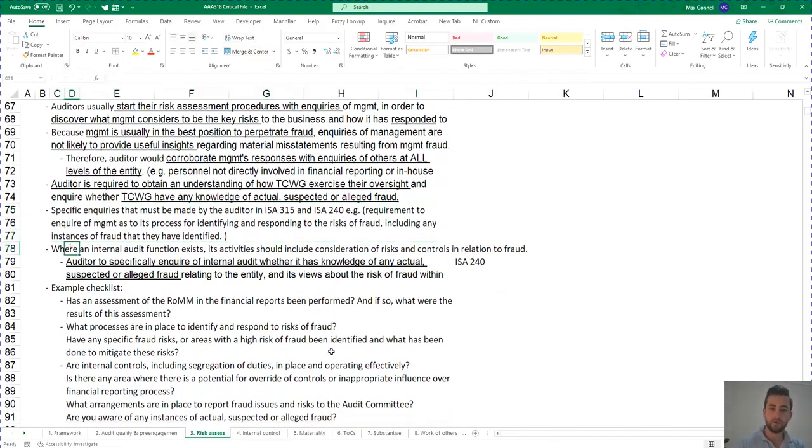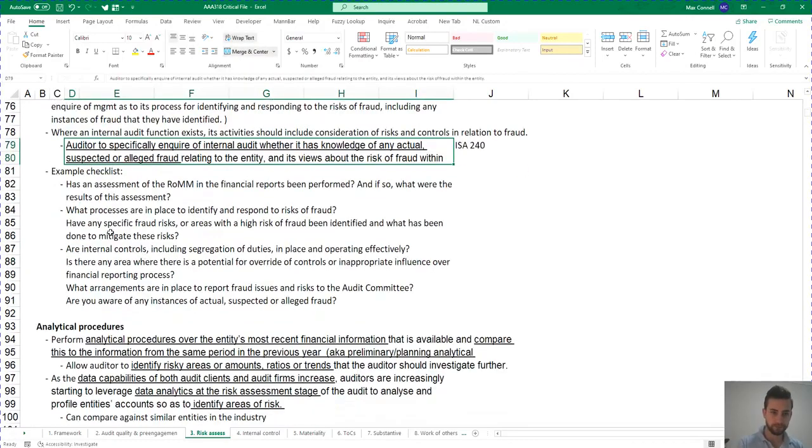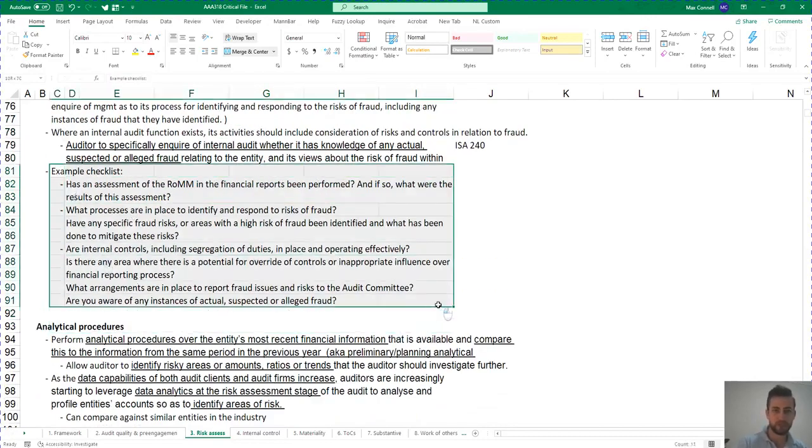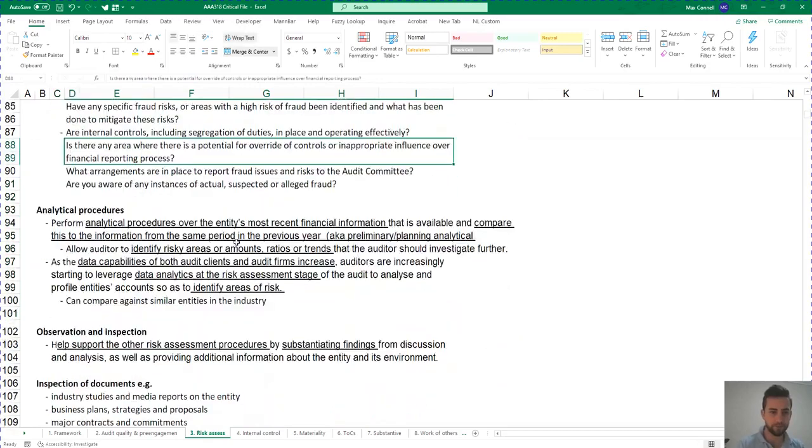Where an internal audit function exists, its activities should include consideration of risks and controls in relation to fraud. The auditor must specifically inquire of internal audit whether it has any knowledge of any actual or suspected fraud. And there's an example checklist of some of the questions you might be asking them about this.